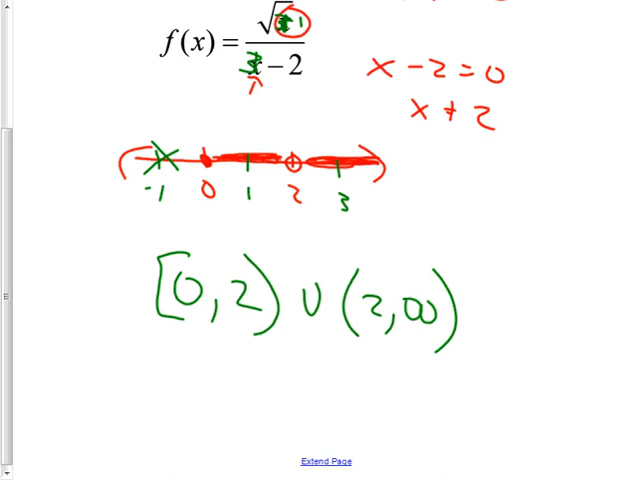That was a simple one, but it would be the same concept if it was something complicated under here. You just set it greater than or equal to 0. And if it was something complicated here, you just set it equal to 0.